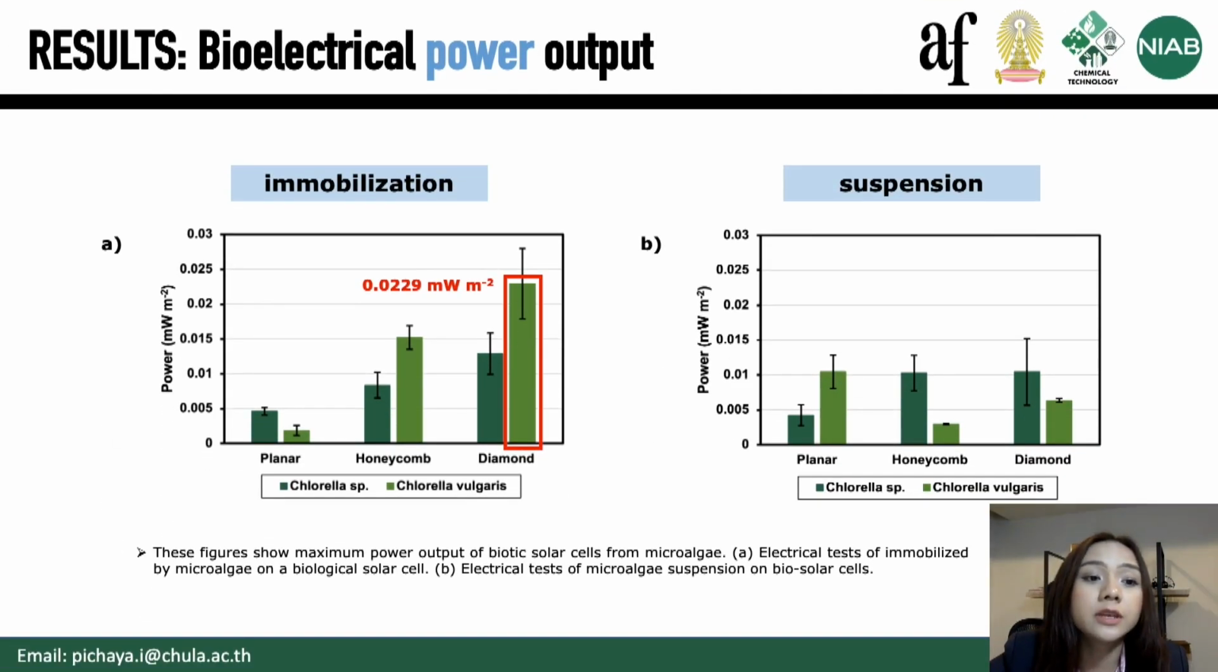The last result of the bioelectricity test was the power output, and as you can see, that is very similar to the current output: the immobilization system was enhancing the power output compared to the suspension ones in some cases. The highest output that we achieved was from the diamond-shaped BPVs with the Chlorella vulgaris cells, and the highest power output was 0.0229 millivolt per square meter.